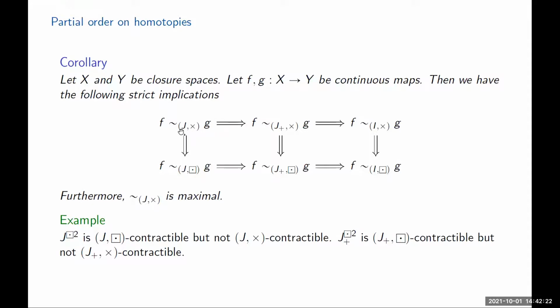So for example, this J regular product homotopy implies all the other homotopies. And not only that, but it's actually maximal. So meaning that this is the finest homotopy relation you can define in the category of closure spaces. Any other potential homotopy relation you define, this one will imply it. Okay, so that's what I mean by maximal. So there could be potentially other homotopy theories you can define, playing with various notions of intervals and products, but this will always be at the top.